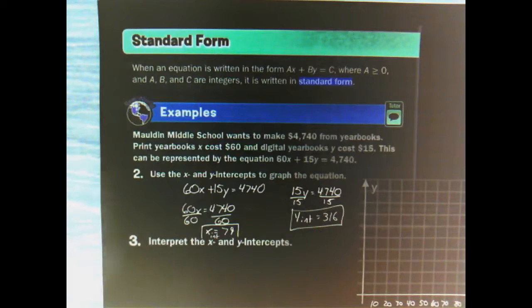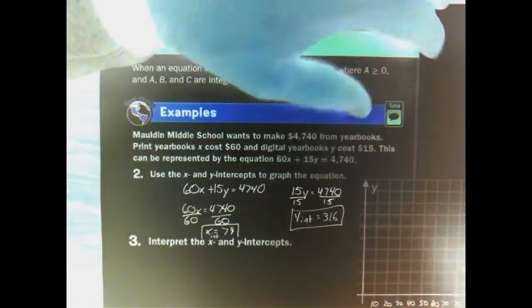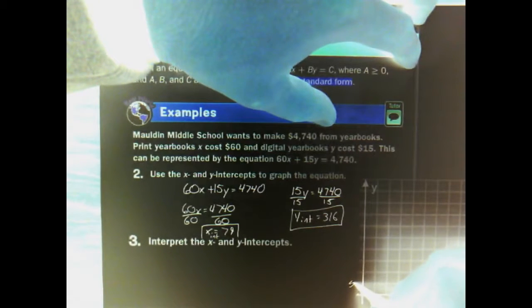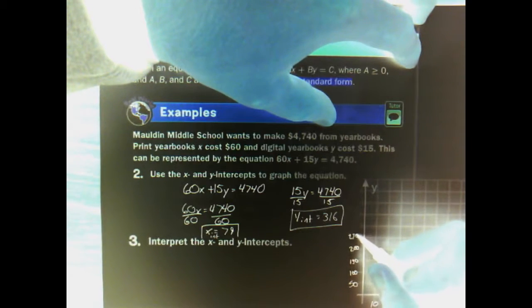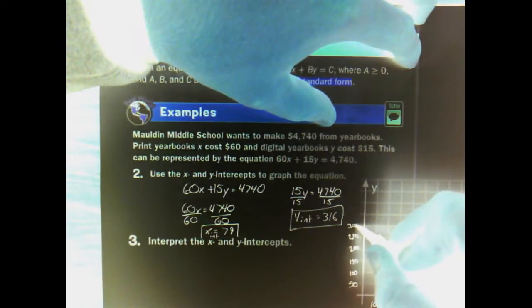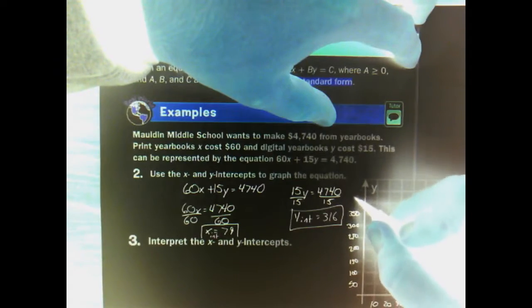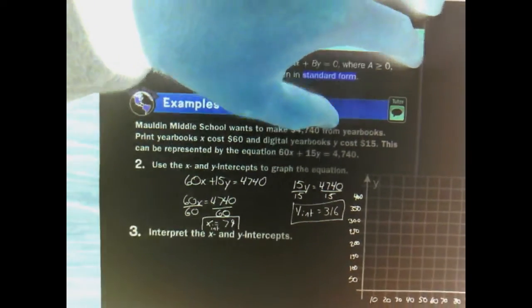And on the y-axis, maybe go by 50s might get us there. Yeah, it should. 50, 100, 150... and 400. And these were the digital.